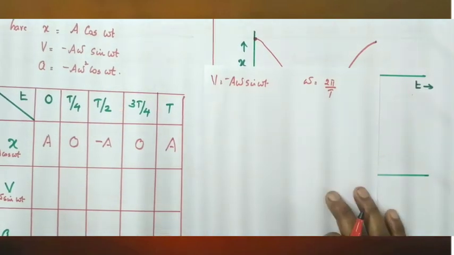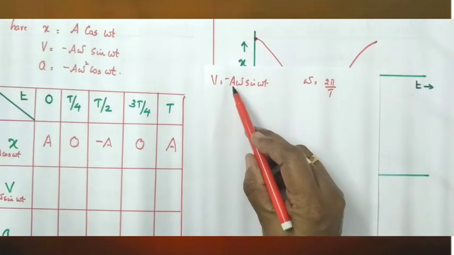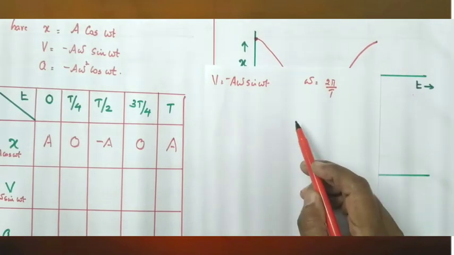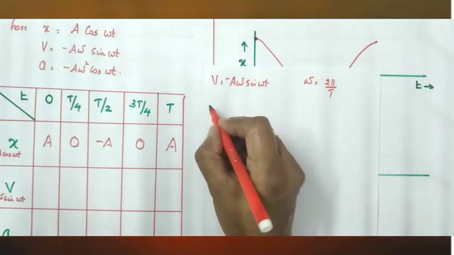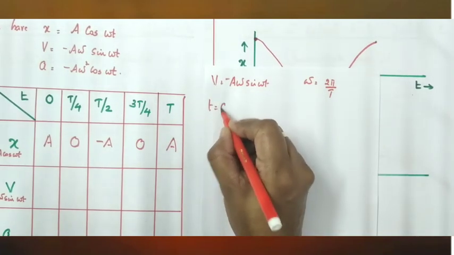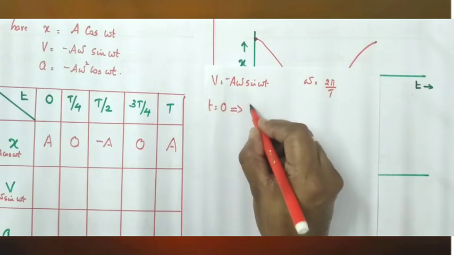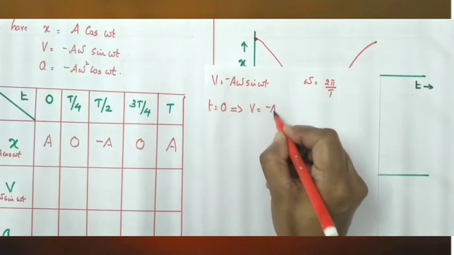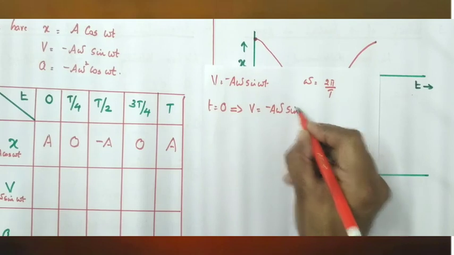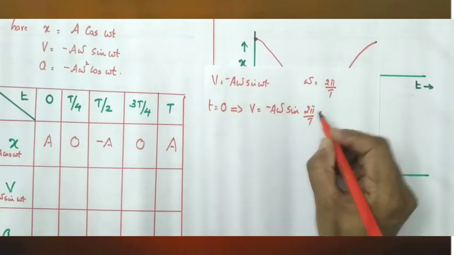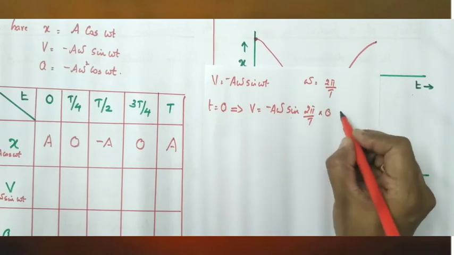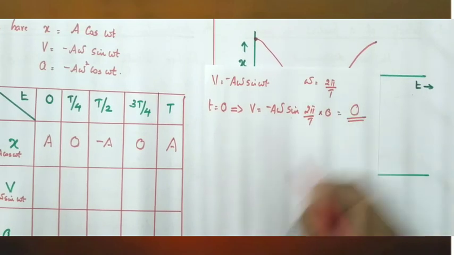Now for velocity, we have v equal to minus a omega sin omega t. Here also omega equal to 2 pi by T. Now for the first time interval, t equal to 0. When t is equal to 0, velocity v equal to minus a omega sin (2 pi by T into 0). So sin 0 is 0, so here the value is 0.